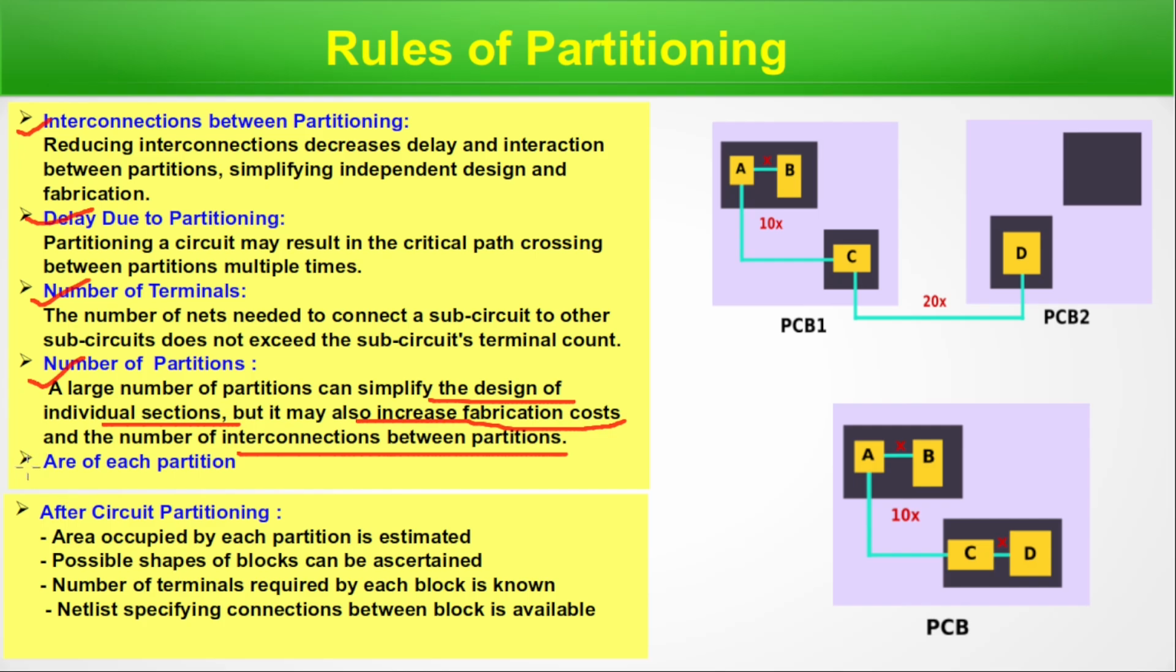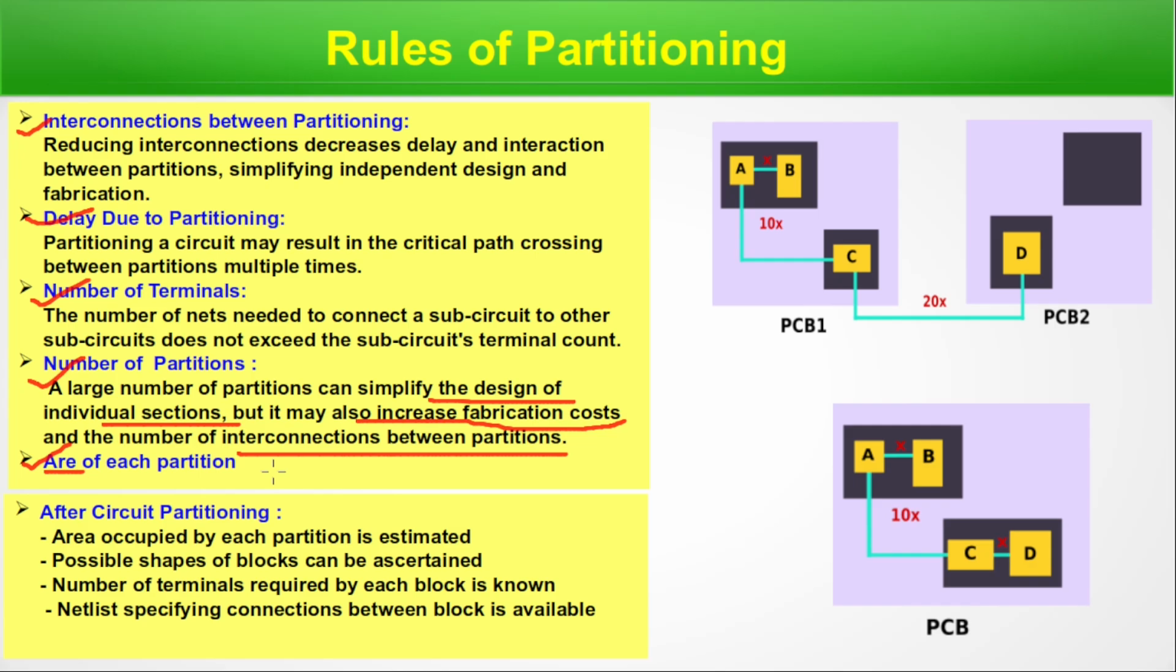Another thing is area of each partition. There is a spelling mistake. There should be 1A, area of each partition. Area of each partition is also a very crucial point, because the whole area of the core is determined by the floor planning. Floor planning gives you the total area. Within that, we have to fit all the partitions, and how those partitions are arranged, how those blocks are arranged, that is another part of floor planning. But the constraint is there.